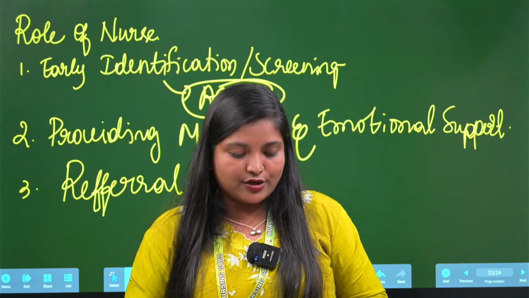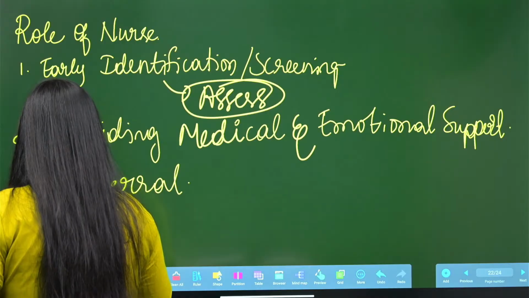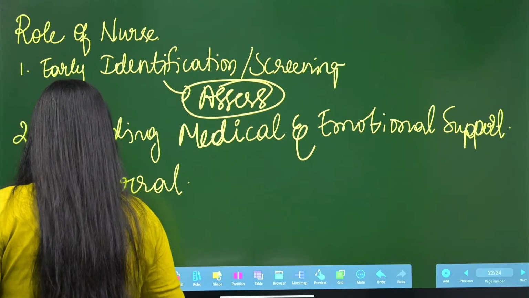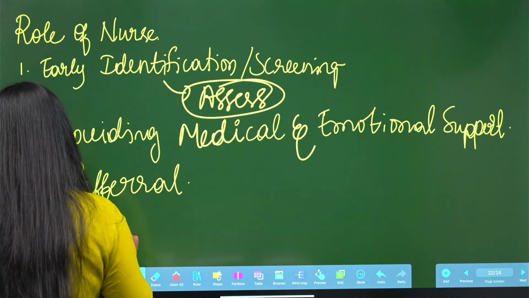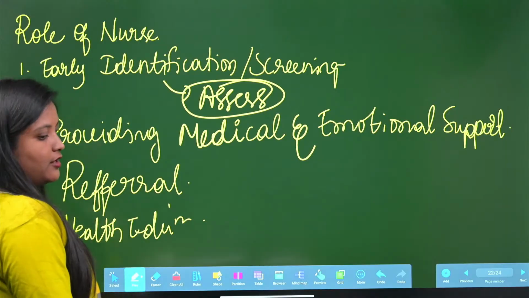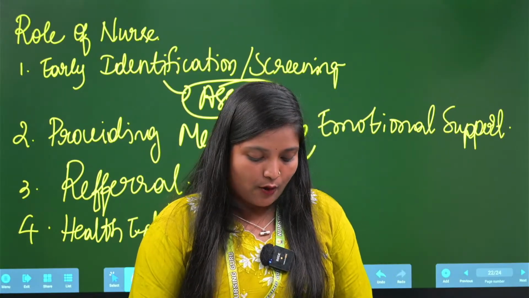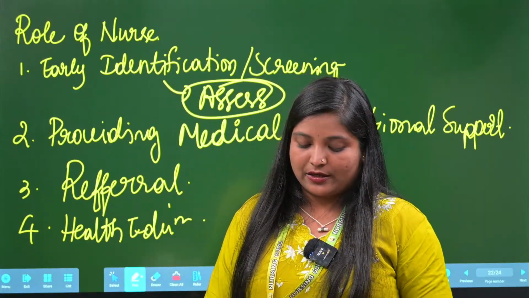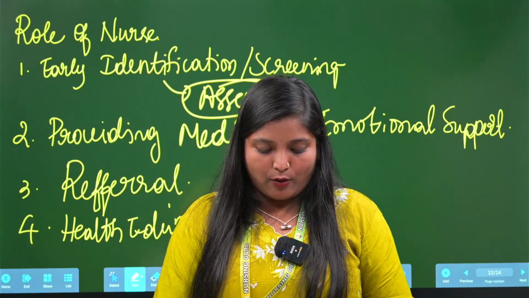Next one is health education and empowerment. All of this we have to educate, and we have to empower them with health education. Next one, participation in community awareness programs, advocacy and policy engagement. So we participate in community awareness programs, and we have to do advocacy and policy engagement.